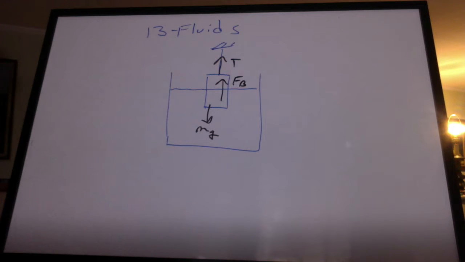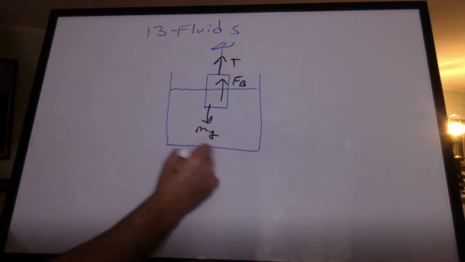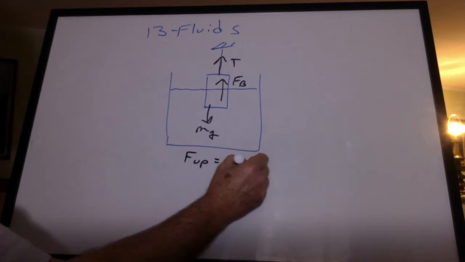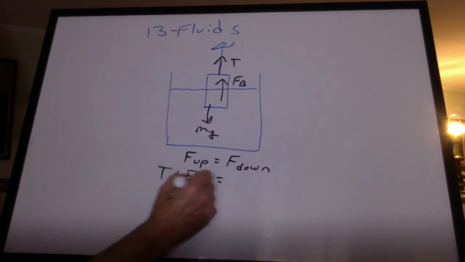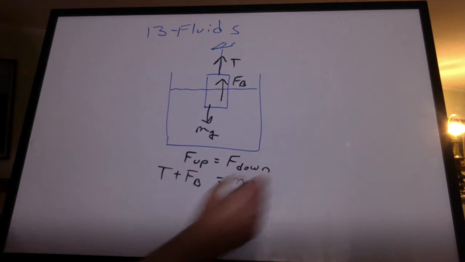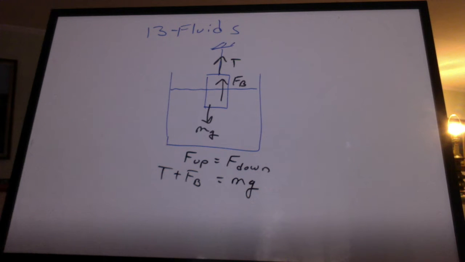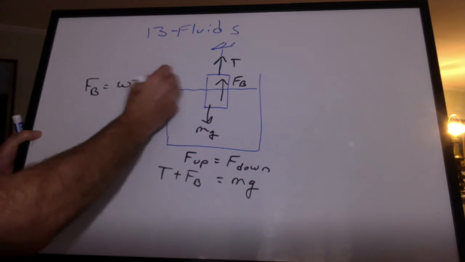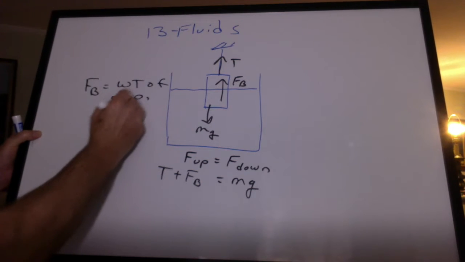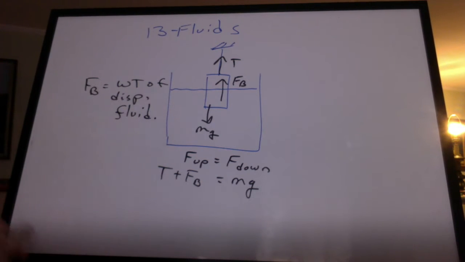If this object's not moving, we're going to say that the force going up equals the force going down. The force going up will be T plus the buoyant force, and that's going to be equal to the force going down, the mg. Now, how do you know what that buoyant force is? That buoyant force is equal to the weight of the displaced fluid. I guess we should do a problem on that too. I don't really need to plug in a bunch of formulas for you. I think you can see the idea on how all this works.